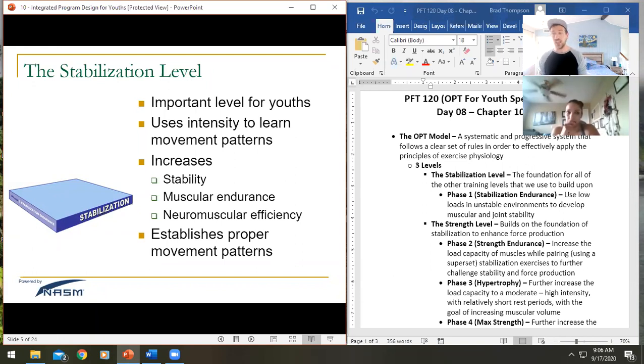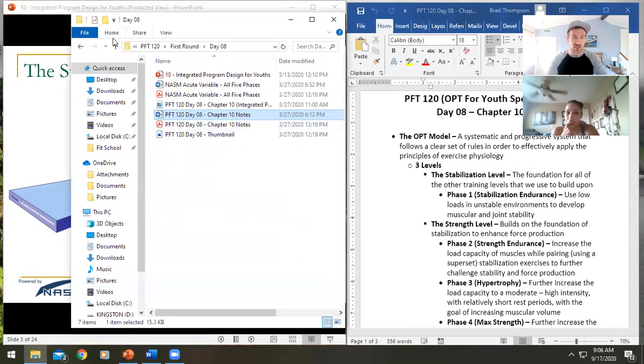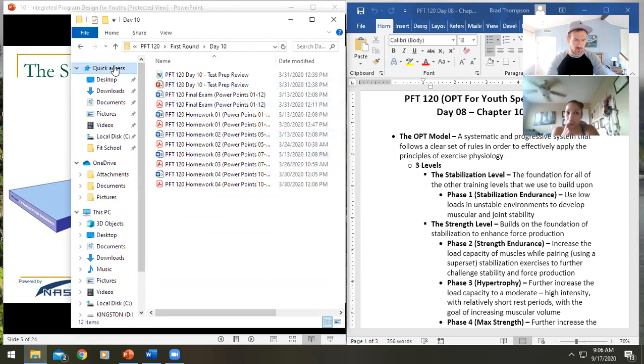Or I could use NASM's OPT model, and I could look at a chart that has all these rules written on it. So I could go, well, I'm going to put you in the stabilization phase, and the stabilization phase is going to look, where'd I put it? Where's my big chart?